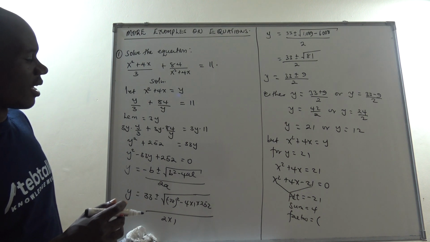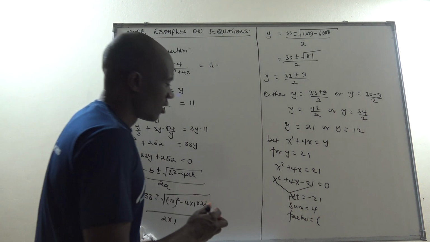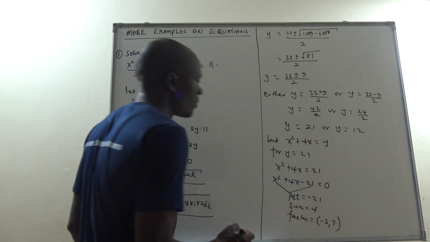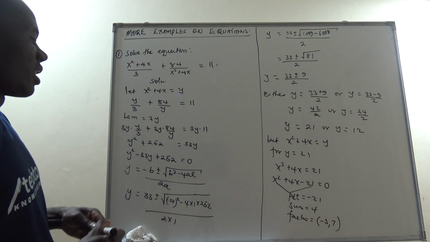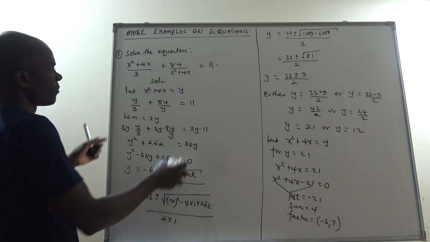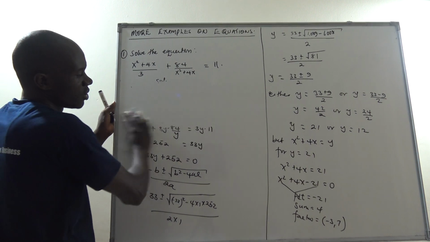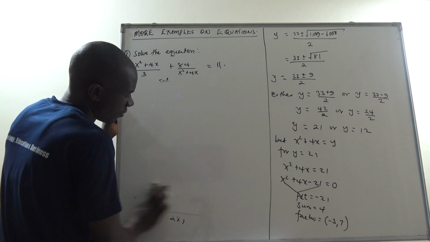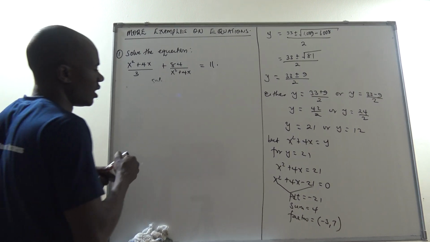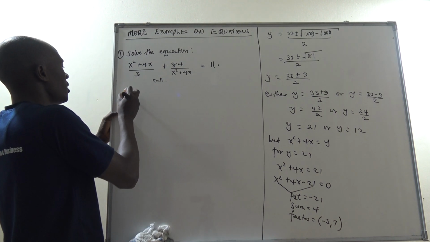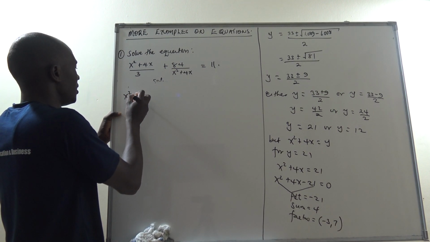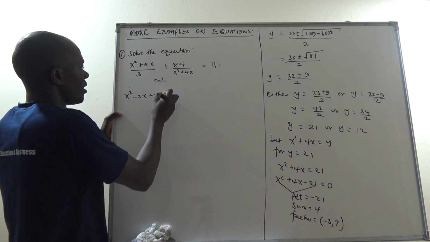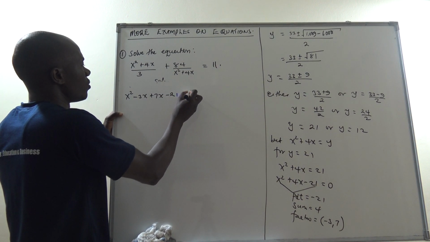So what are we having there? We have got negative 3 and positive 7. So when you multiply those two, we are coming out with a negative 21, and when you add, you are getting a positive 4. So we are substituting in, this becomes x squared minus 3x plus 7x minus 21 equals 0.